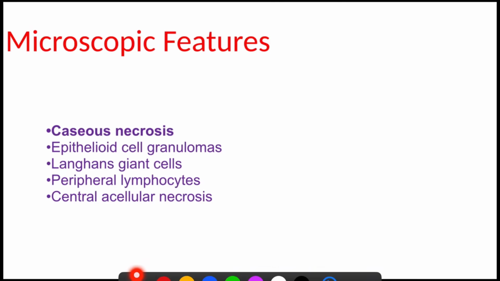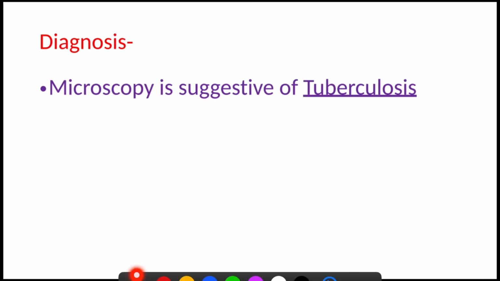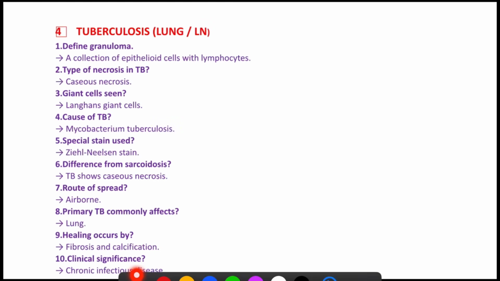So your microscopic features you have to write down, like this is the slide of caseous necrosis, or section shows caseous necrosis, presence of epithelioid cell granuloma, Langhans giant cells, lymphocytes and central acellular necrosis along with some fibroblasts and macrophages. So microscopy findings are suggestive of tuberculosis, or here in general pathology, if you write only caseous necrosis, then also it is the correct diagnosis. So these are some important questions for your viva.